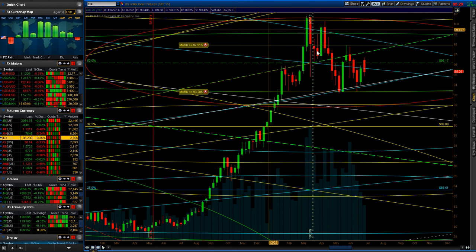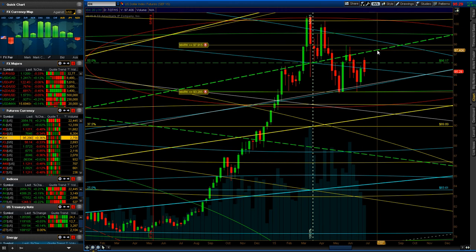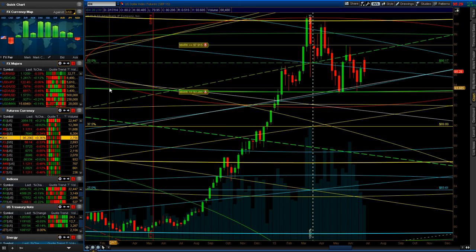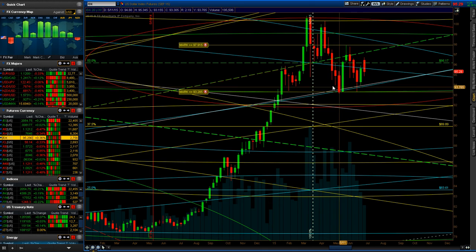Looking at my Gann grid, you can see that it's below the 45 degree angle and below the 50% level, which is at 96.17. What's saving this dollar is the Fibonacci arc, which is not an arc. I'd use it as a percentage level. So the 50% is holding here. It kissed it on February the 2nd, the week of May 11th, the week of May 18th, and the week of June 15th. It respected this level right here.